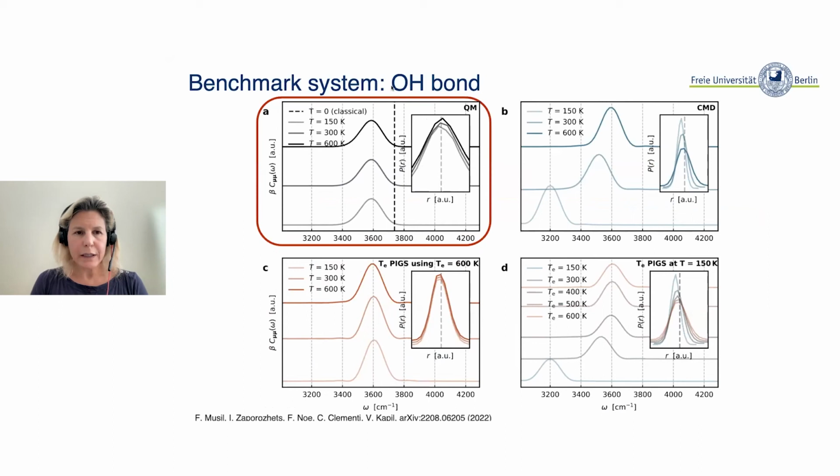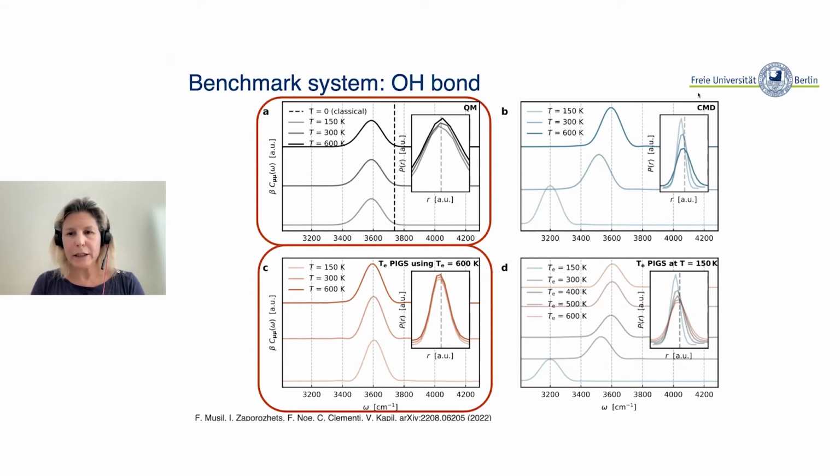The benchmark is the OH bond, which can be modeled with the Morse potential, and the Schrödinger equation for the Morse potential can be solved analytically, so it's a good test case. Here you see the reference quantum mechanical results at different temperatures, and here you see our results at different temperatures. You can see that the peaks correspond exactly. These are the spectra of the OH bond.